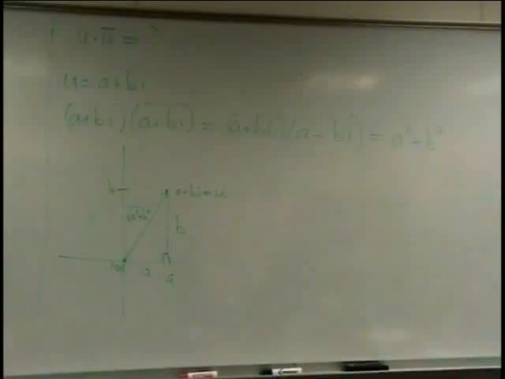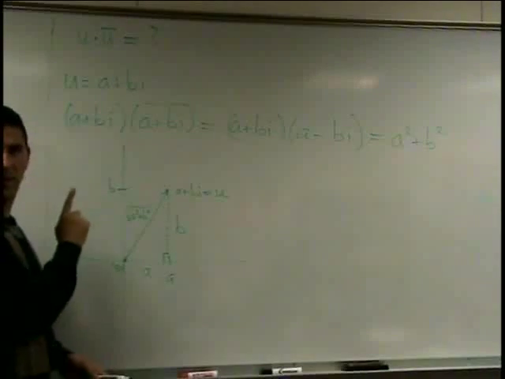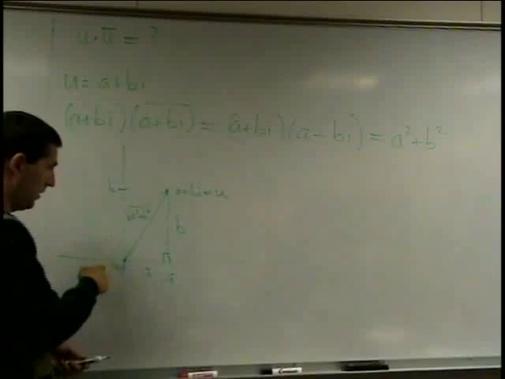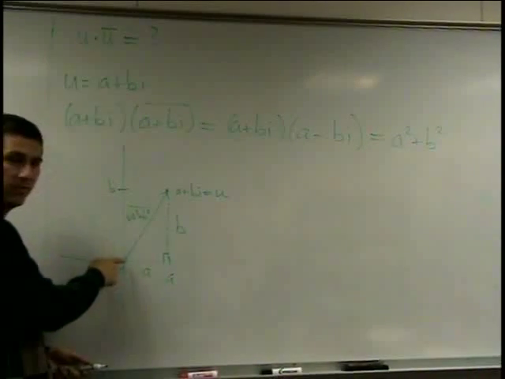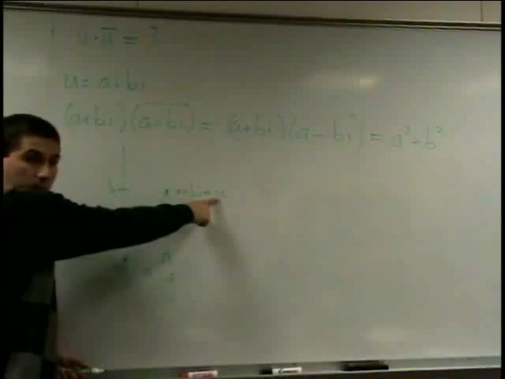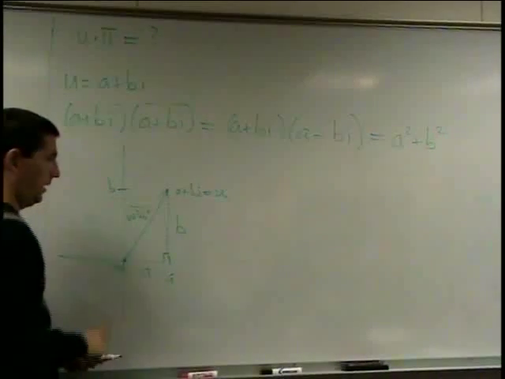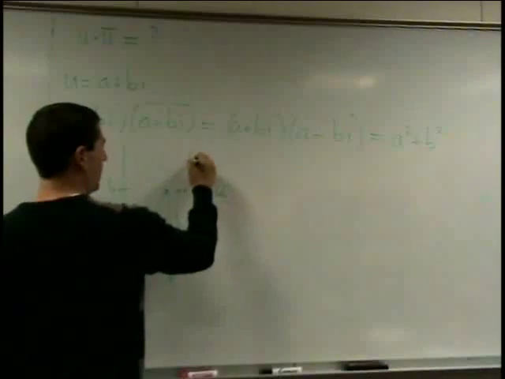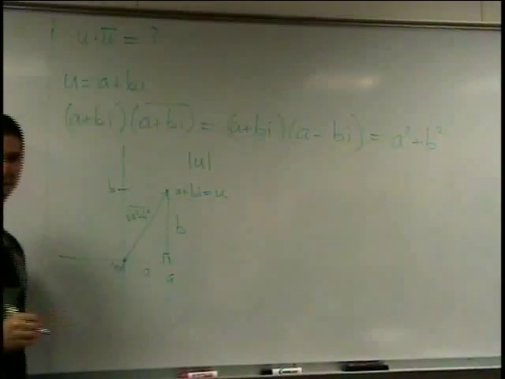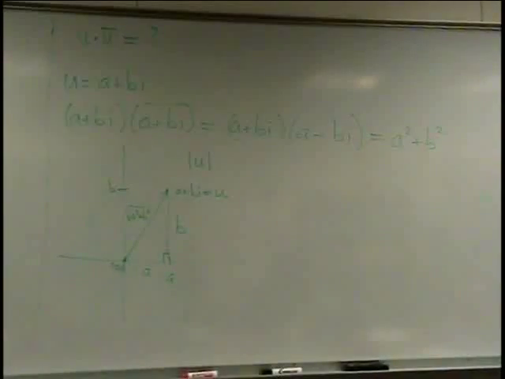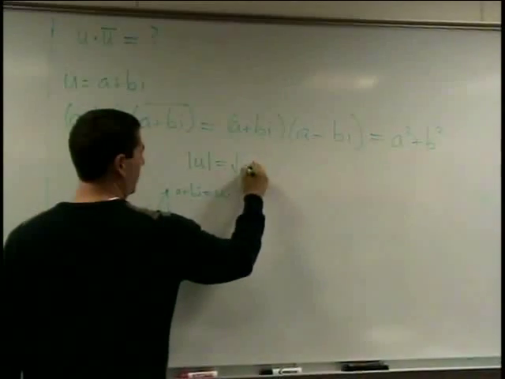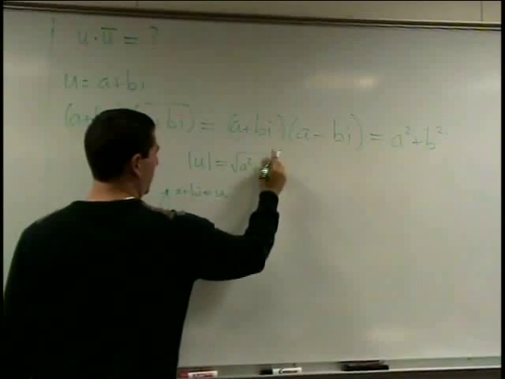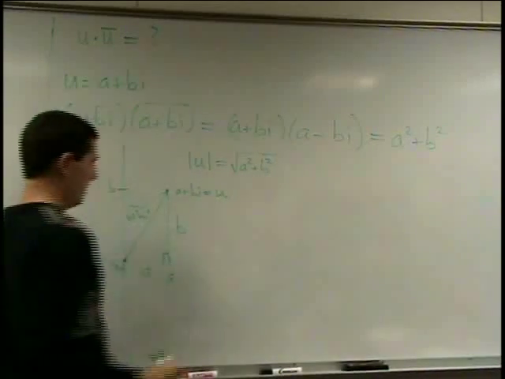We're going to give a special name to the length of the vector that goes from 0, 0 to whatever complex number you put down. And the way I'm going to write it is like the absolute value. So the absolute value is here, the square root of a squared plus b squared. It's just the length of this vector.